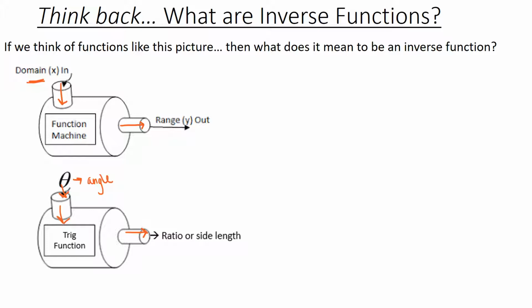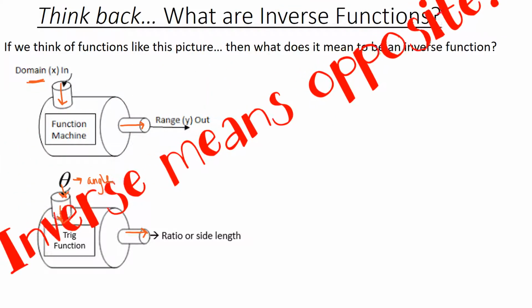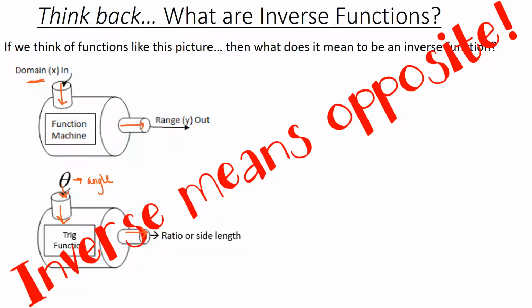So how is this going to work for an inverse function? Think about what inverse means. Inverse is just the opposite. So instead of inputting an angle, we're going to input the ratio and come back with an angle. Both of these machines are going to work backwards. An inverse plugs in the y value and tells you what you get for your x value. So let's see how this looks when we're dealing with trig functions.